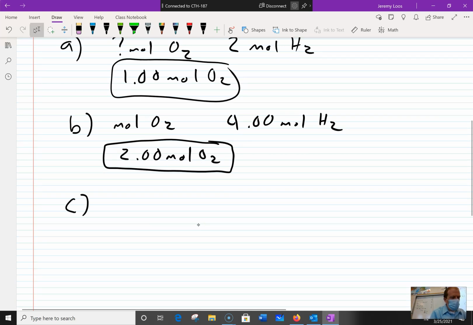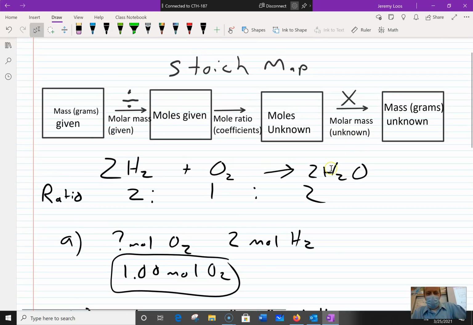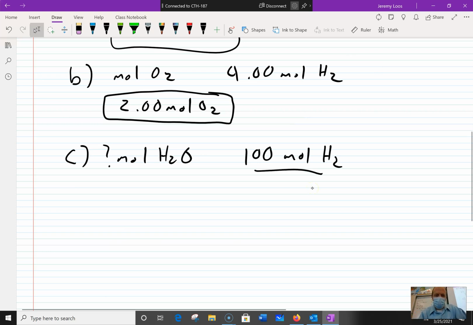Let's look at another one. How many moles of water, so again, we're wanting to know moles of water, are produced from 100 moles of hydrogen? Okay, so once again, this is a mole-to-mole problem. But this time, though, it's asking me to compare hydrogen and water. The ratio is 2 to 2. So if the hydrogen is 2, the water's 2. If the hydrogen is 100, what's my water here? Also 100, the same.